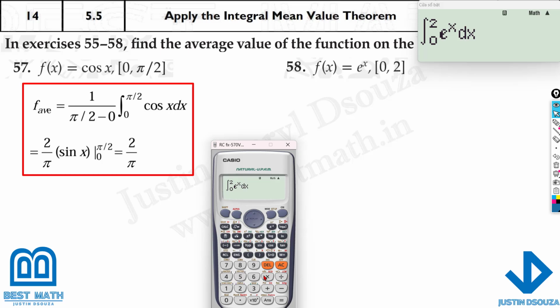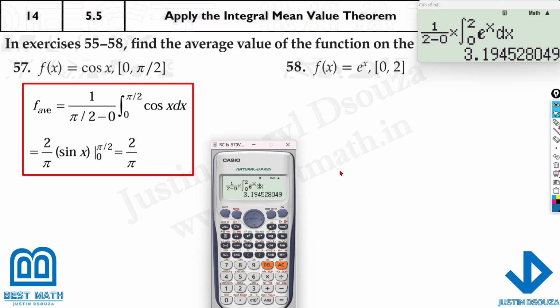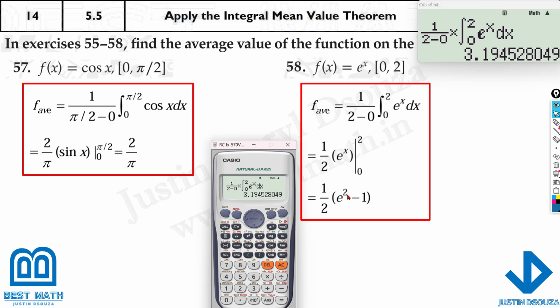Remember here, I need to multiply it with 1 divided by 2 minus 0, or 1 by 2. That's half. The answer is 3.19 even over here. So this is the correct answer. It's 3.19 for us. Whereas even if you put answer SD, it won't show us the exact one. Why? Because it's in decimal here. But the final answer in the options will be something like this in fractions.